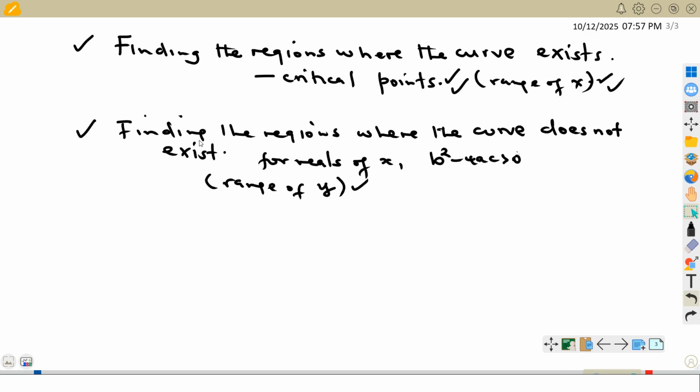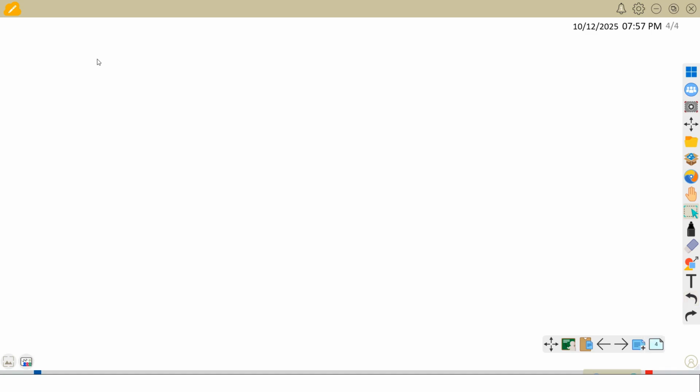And lastly, you investigate the regions where the curve does not exist, and that one is obtained by using the expression that is given. You make a quadratic equation in terms of x, and you put for real roots b squared minus 4ac is greater than or equal to 0, and in doing that you are finding the range of y. Those are some of the principles that we shall be following, and without wasting time, let us look at the first one, which is about finding the intercepts.